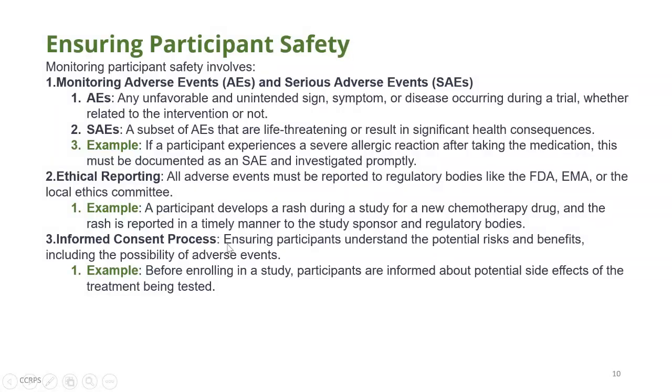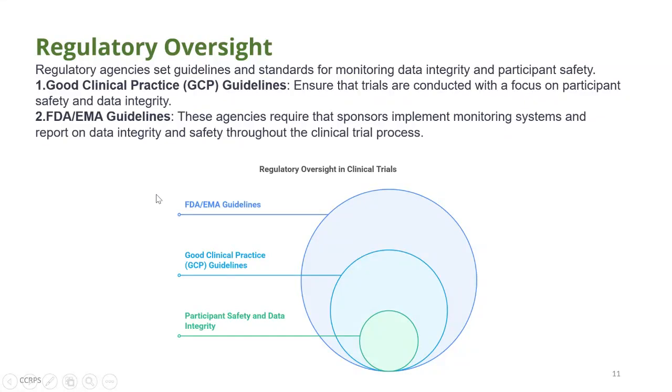Informed consent process: ensuring participants or subjects understand the potential risks and benefits, including the possibility of adverse events, AEs. Example: before enrolling in a study, participants are informed about potential side effects of the treatment being tested. Another key point here: regulatory oversight.